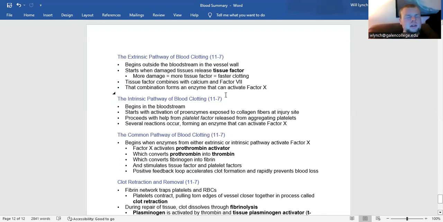The intrinsic pathway is going to be slightly different. This is going to begin inside of the bloodstream. So this can begin outside of injury or any sort of damage to a blood vessel.